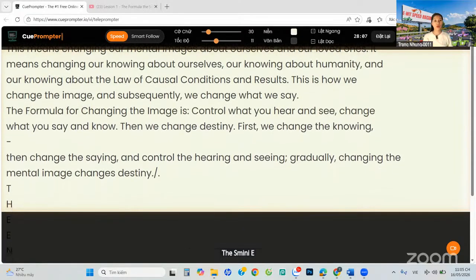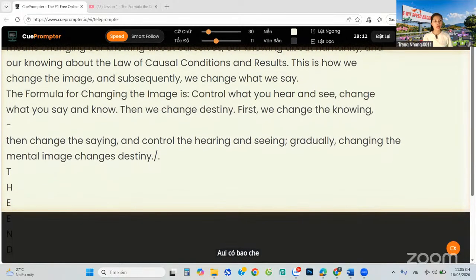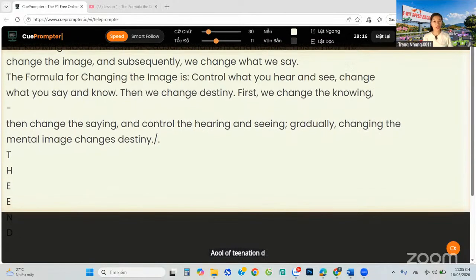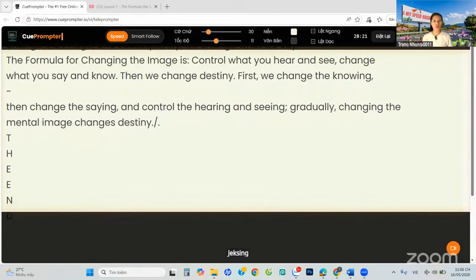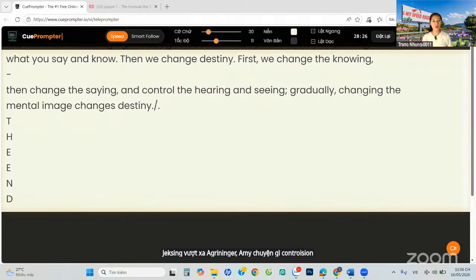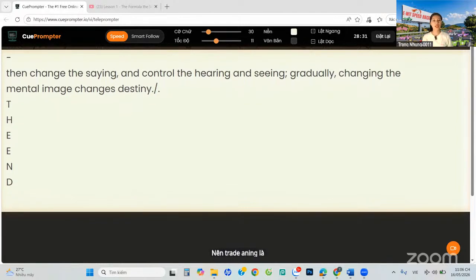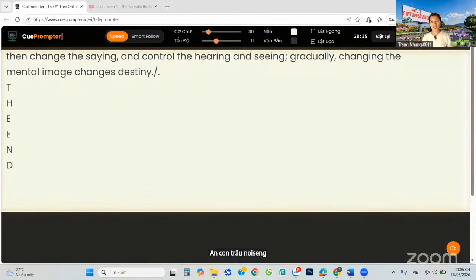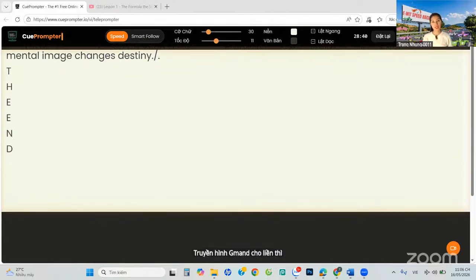It means training our knowing about ourselves, our knowing about humanity, and our knowing about cause and condition and results. This is how we train the images. The formula of training the image: control what you see and hear, and so train what you say and know. Then we train destiny. First we train the knowing, then train the saying and control the hearing and seeing. Gradually, training the mental image changes destiny.